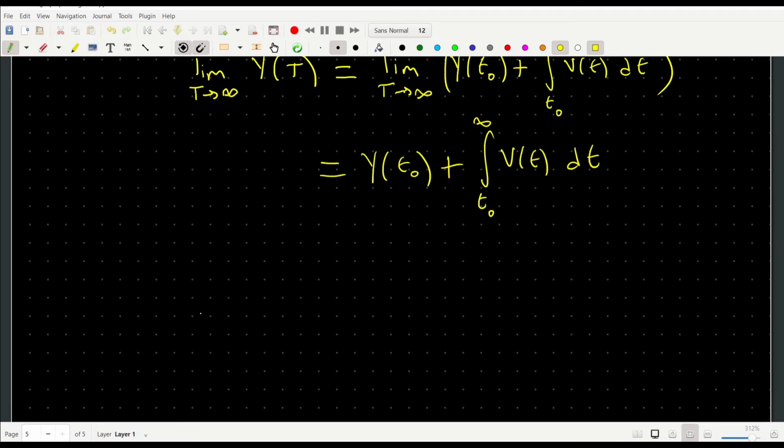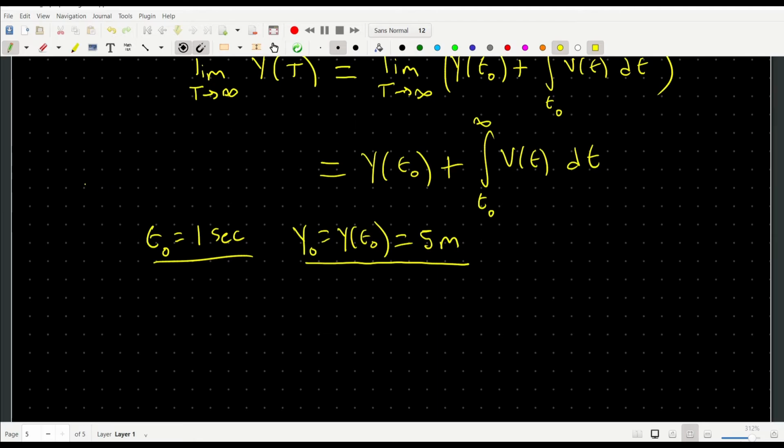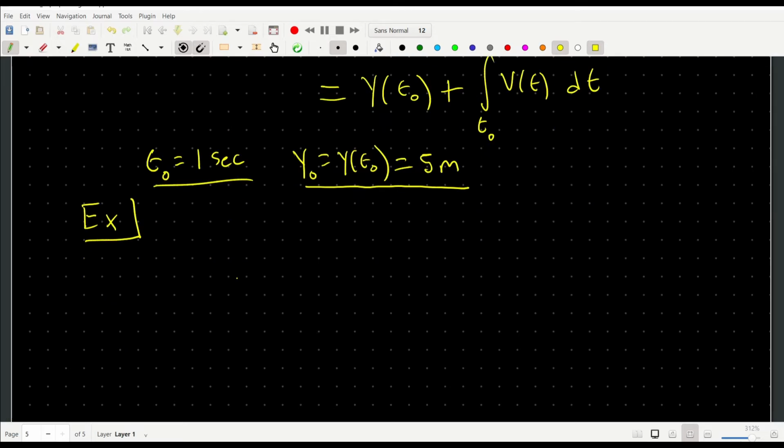So just for argument's sake, let's say that our initial time t naught is, we'll say, 1 second. And our initial altitude, y naught, or y of t naught, is 5 meters. And lastly, we'll compare two different velocity functions. The first velocity function we'll look at is if v of t is 1 over t squared.